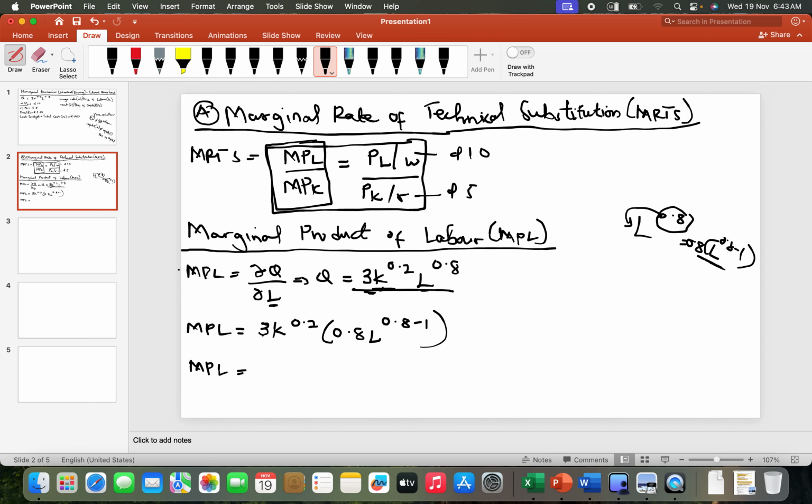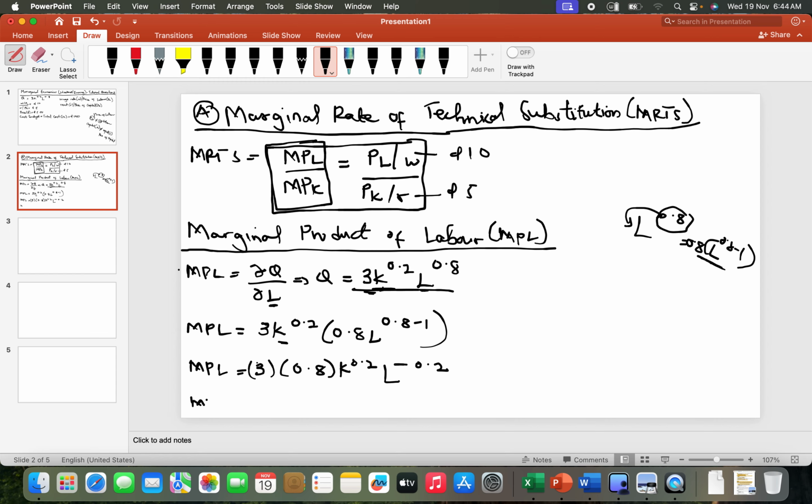You multiply the number by the number. So 3 times 0.8. Let me break it down. This is 3 times 0.8. Now the variable here, you repeat it, is L exponent 0.8 minus 1, which would give us minus 0.2. So minus 0.2. Now 3 times 0.8 would give us 2.4.